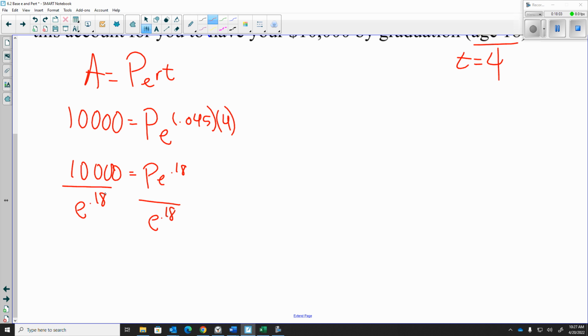Not really. What did it give you? 8,352.82. So in the calculator, you start with 10,000 divided by, and then you go hit the E button, right? E raised to the 0.18 power. 233.